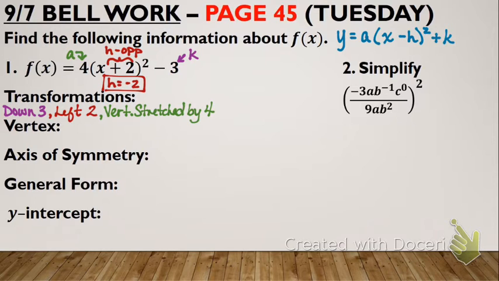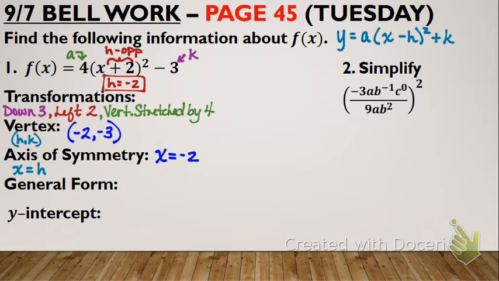Our vertex is the ordered pair, HK. Absolutely correct. -2, -3. The axis of symmetry is always an equation of a line, and it's always going to be x equals h. X equals -2. It has to cut through my vertex and through the x-axis. Vertical line. That's why it's the x equals, because we have to go through the x-axis. And so then I write down that it's the x part of my vertex.